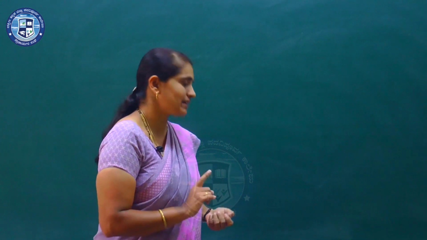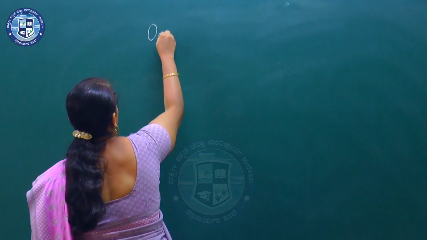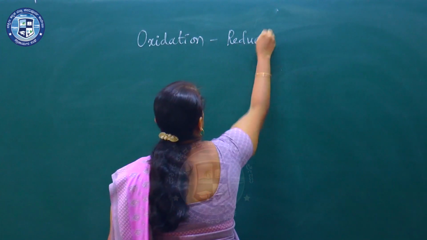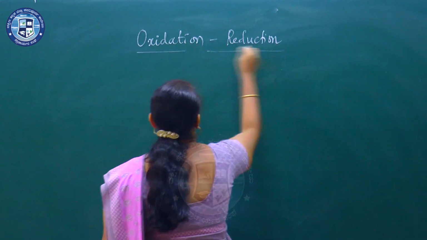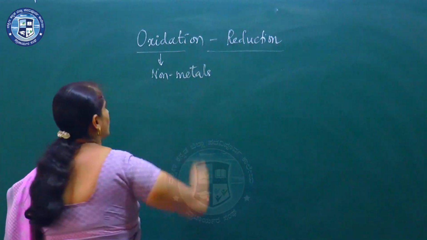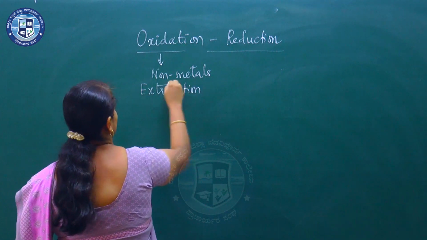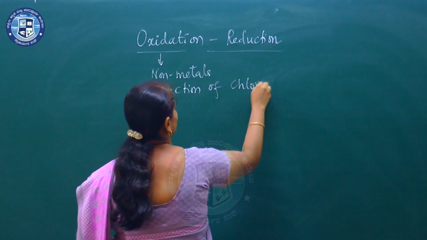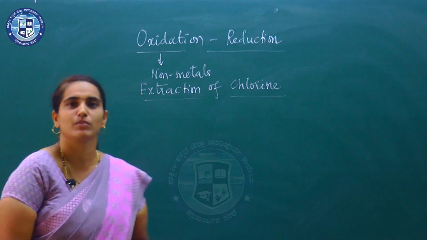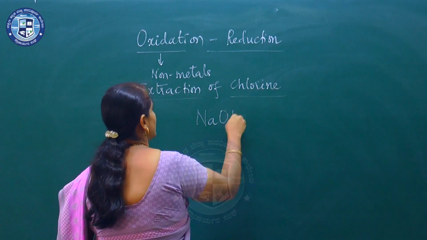One such example given to you here is the preparation of chlorine. Oxidation is applicable for the extraction of non-metals. One example given to you is extraction of chlorine. We have already studied this extraction of chlorine last year, in your first year chemistry, somewhere in S block elements. In the preparation of sodium hydroxide, we made use of the same equation.